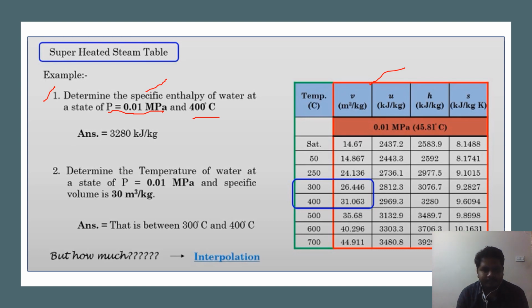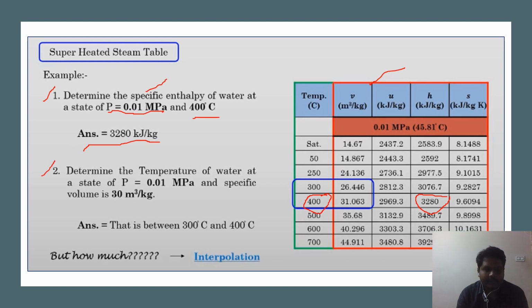Here at 0.01 megapascal and 400 degrees centigrade, the first column is 400 degrees centigrade. At 400 degrees centigrade, the enthalpy, H, equals 3280 kilojoule per kg. So the answer is 3280 kilojoule per kg.